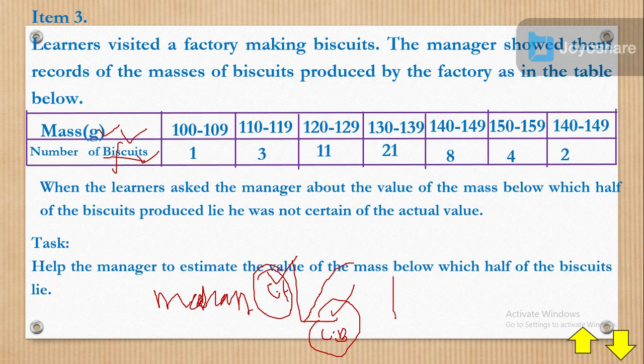So our first column will be for mass, next will be for frequency. Those ones I'm getting from the question. And next will be cumulative frequency. Why? It is needed when it comes to finding the median. Then we shall also need the class boundary. It is also needed when it comes to finding the median. And this is what we shall use in the next part. Let's go there.